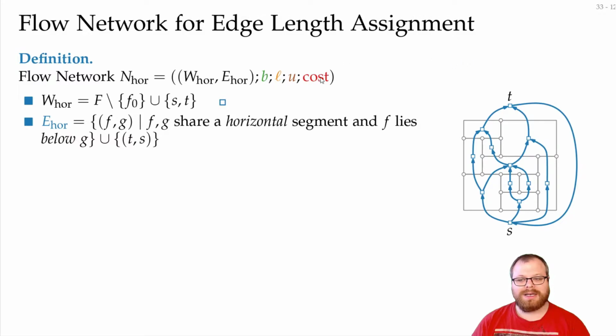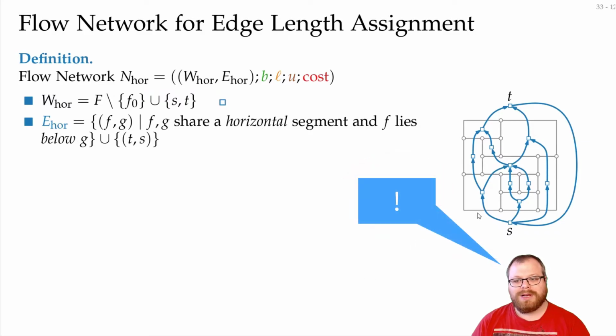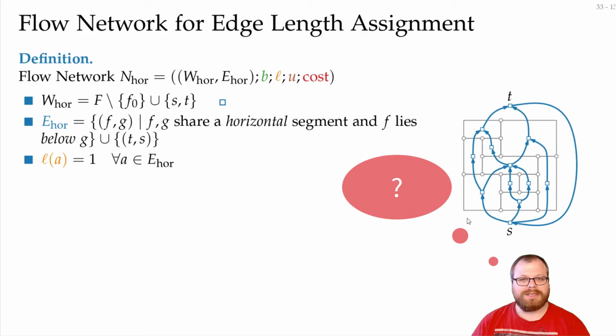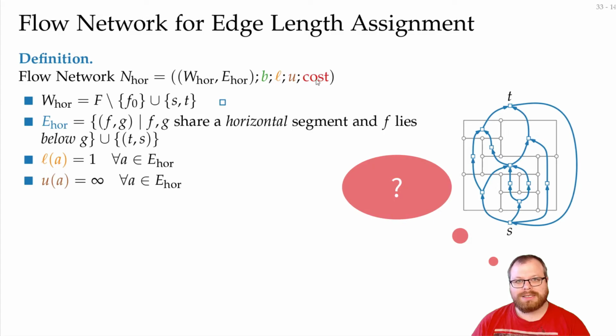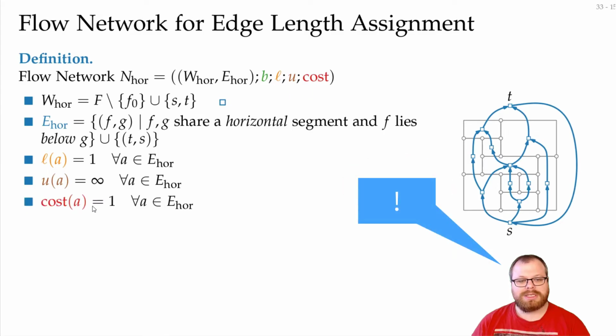We now have to define these values. So what is the lower bound for all these edges? Well, every segment must have length at least 1, so the lower bound is a 1. What is the capacity of all these edges? They can be as long as we want, so the upper bound is infinity. What should be the cost? Well, the cost is exactly 1. So for every unit of length, we get 1 unit of cost.